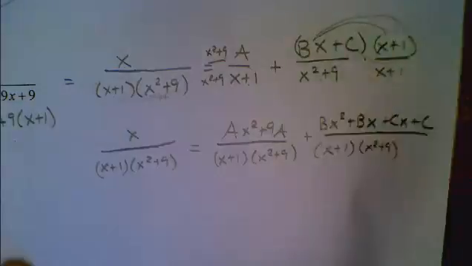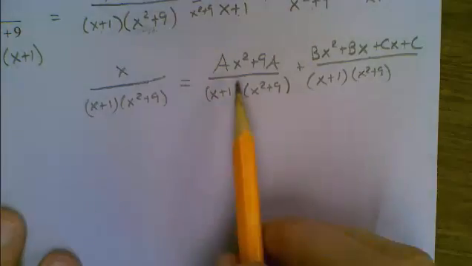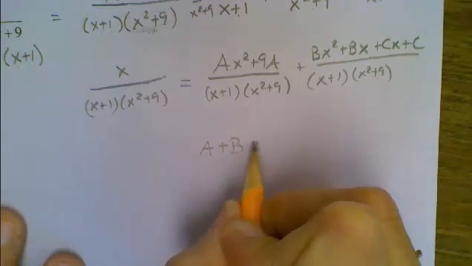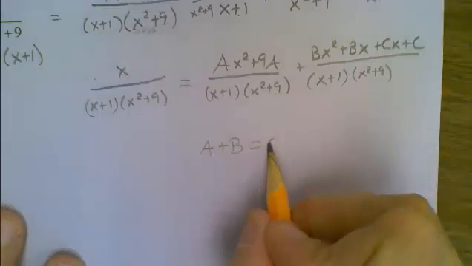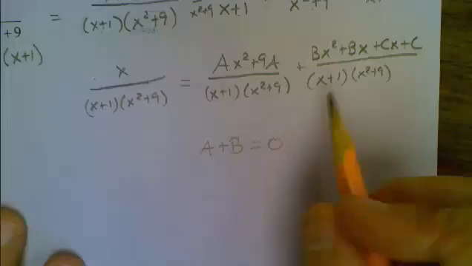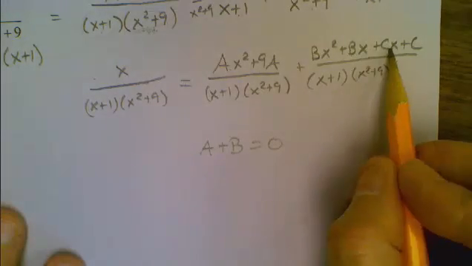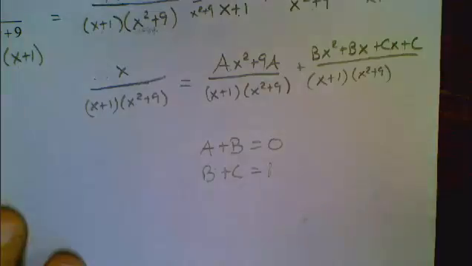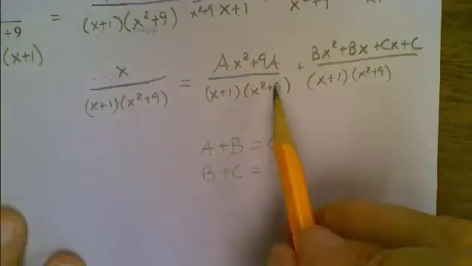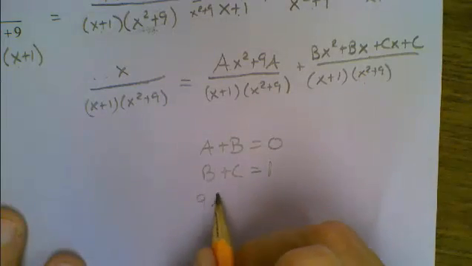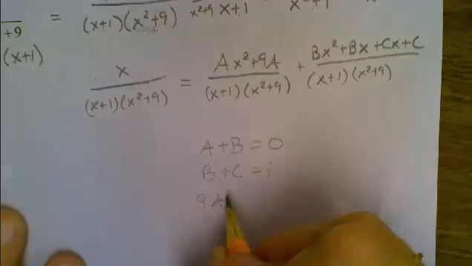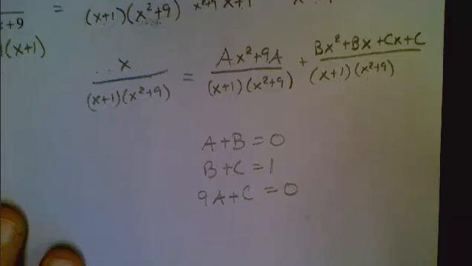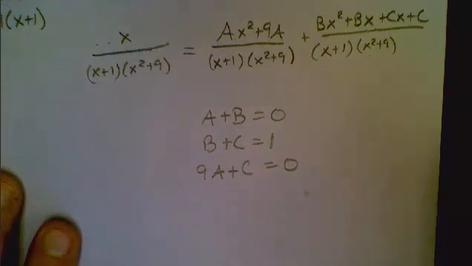All right, so setting up our system, we look at the x squareds. I have an ax squared plus a bx squared, so a plus b has to equal zero, since there are no x squareds over here. I look at the x's. B plus c has to equal the x's over here, which is 1. And for the numbers, I have 9a plus c has to equal 0. There's nothing over on that side. So there's my system of equations.